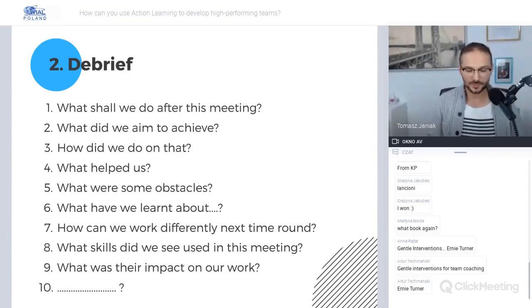Number two, what did we aim to achieve? What was the goal for our meeting? What did we want here, and how did we do on that? And what are the conclusions from that? What are our learnings from the agenda, the plan for the meeting, and the final result?